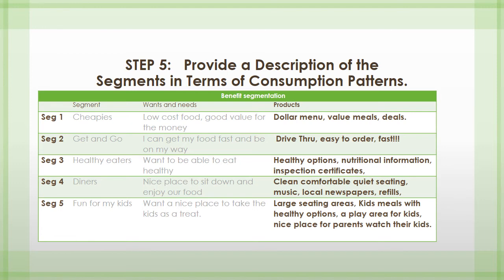The second segment is the get and go segment. Well, for them, it's absolutely essential that we have a drive-through and make it easy to order and fast. You'll notice now that even some Subway restaurants now have drive-throughs. And the idea behind a drive-through is that I can sort of get my food and be on my way. The third segment, the healthy eaters, well, you think about McDonald's.